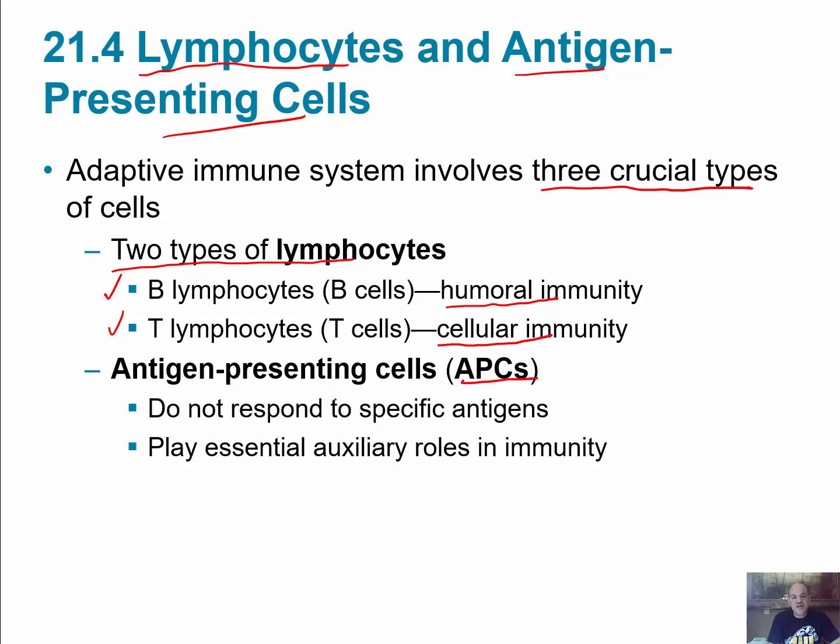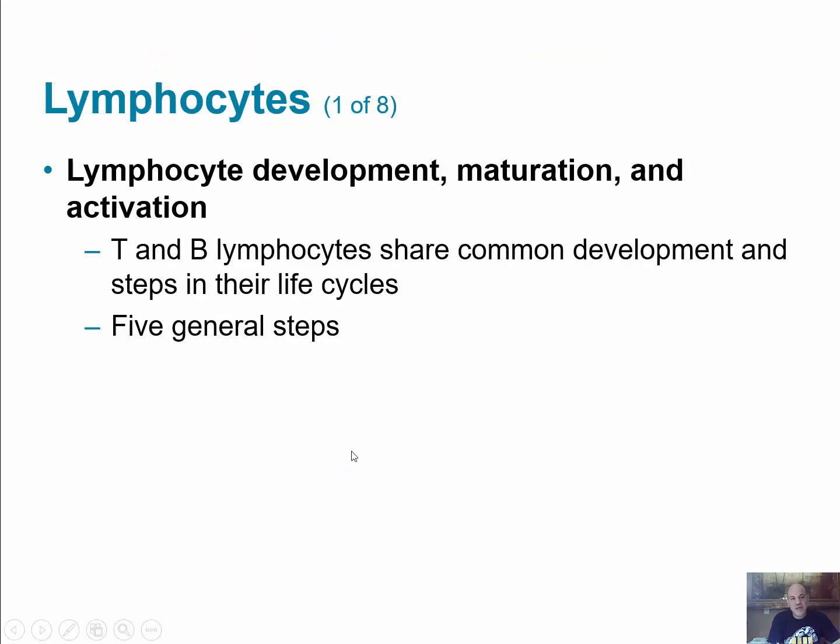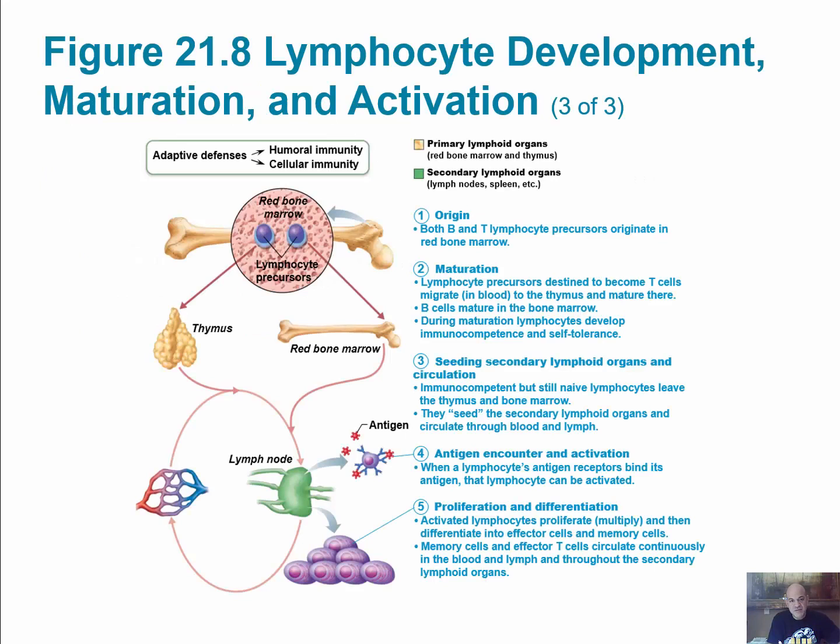These particular cells do not respond to specific antigens, but they do play an essential auxiliary role in immunity, which we'll see in a bit. For the lymphocytes, they go through some stages of development from their creation in the red bone marrow to maturation and activation. Both types, the T and the B lymphocytes, share common developmental steps, and there are 5 general steps. We're going to look at those briefly in a diagram and then move on to a bit more detail.